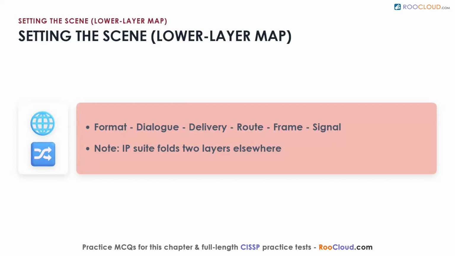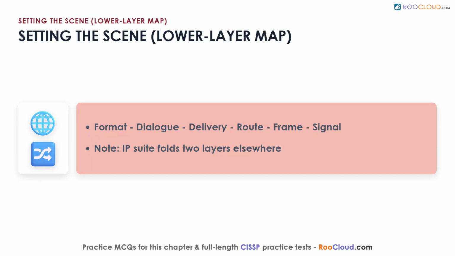Let's set the scene before the detail. The lower layers each own a specific job on the journey from software to signal. Formatting, dialogue, delivery, routing, framing, and finally raw transmission. On modern networks that run the Internet Protocol suite, a couple of these layers have no separate existence and their work is folded elsewhere. Keep that quirk in mind as we go, because the exam loves to test where those duties actually land.